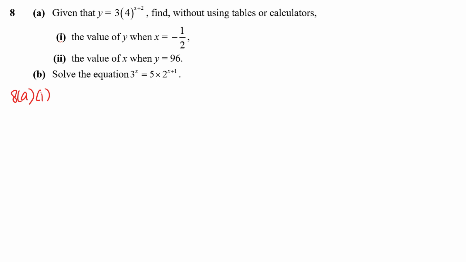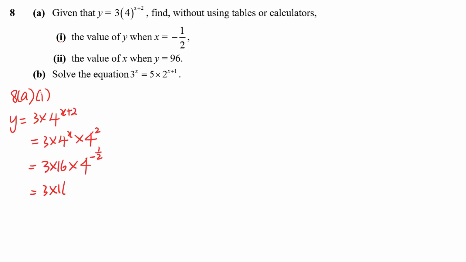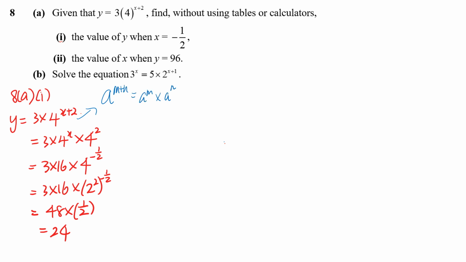involving indices. Alright, let's look at 8A part 1. Alright, this question is rather simple. You just substitute x to be negative half. Right, substitute x to be negative half. So you would have, before we substitute x to be negative half, maybe you want to apply this rule here. Right, to split this guy up into this. Okay, then you just let x to be negative half.